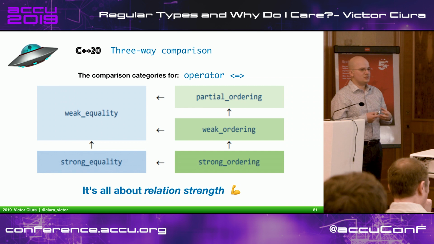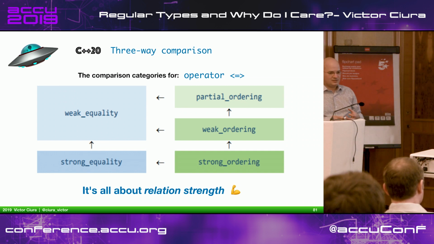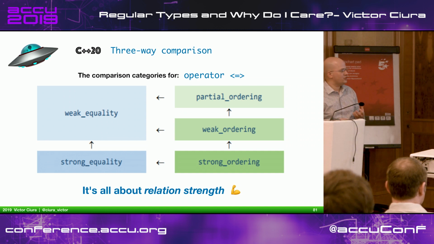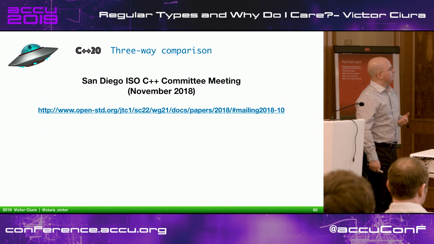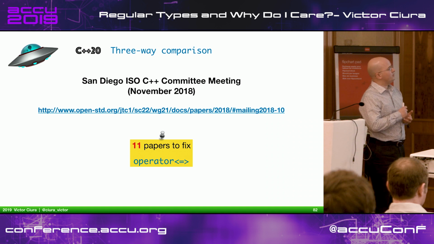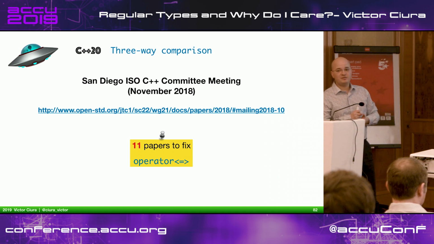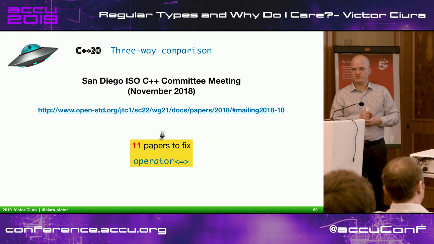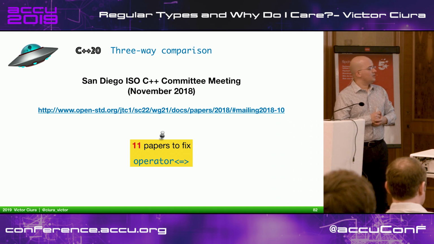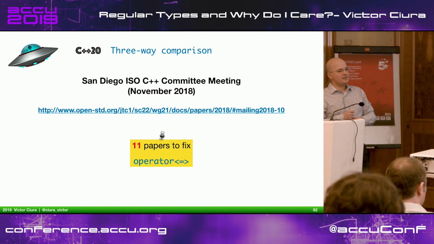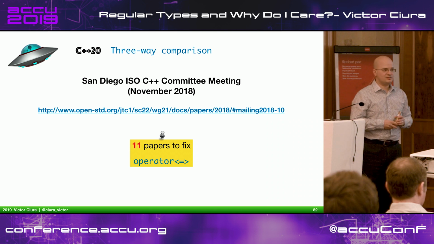So it's all about relationship strength. I mean, how precise can we be about defining less than or relations in general for our objects? These numbers are a little bit dated. In San Diego, before the committee meeting, I counted 11 papers to fix the proposal for the spaceship operator. I don't know how many are still in flight. Maybe other people here have more recent numbers. Defining a generalized spaceship operator might seem something trivial.